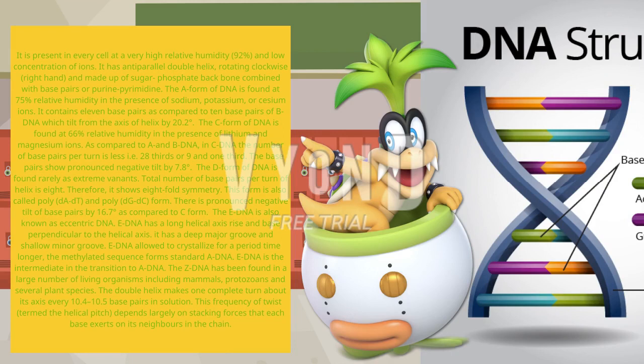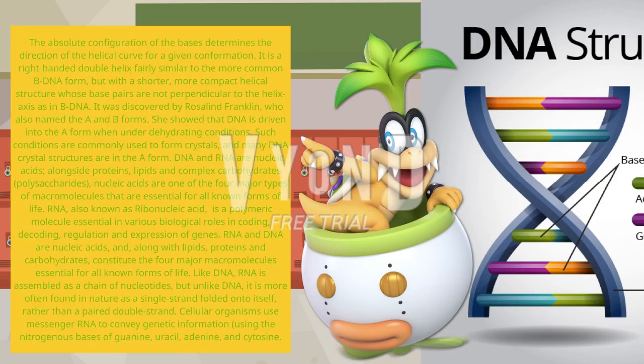The Z-DNA has been found in a large number of living organisms including mammals, protozoans and several plant species. The double helix makes one complete turn about its axis every 10.4 to 10.5 base pairs in solution. This frequency of twist, termed the helical pitch, depends largely on stacking forces that each base exerts on its neighbors in the chain.